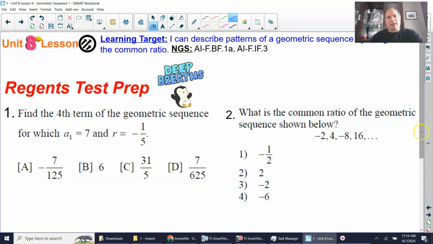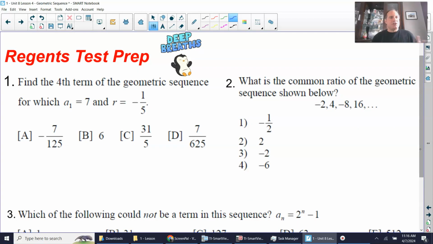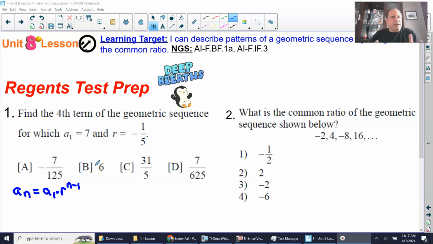So Regents test prep. So find the fourth term of a geometric sequence for which a sub 1 equals 7 and r equals -1/5. Just remember what a sub 1 is. A sub 1 is the first term. And then r equals the common ratio. So you're just going to find the fourth term without knowing any of the third term. So you only know the first term. So you just look up that formula for geometric sequence and you just write it down. A sub n equals a sub 1 times r to the n minus 1.